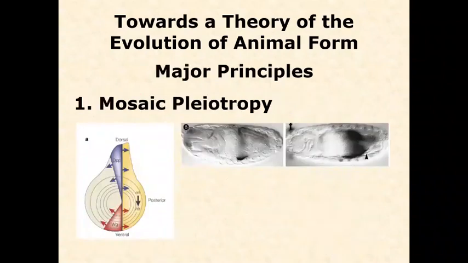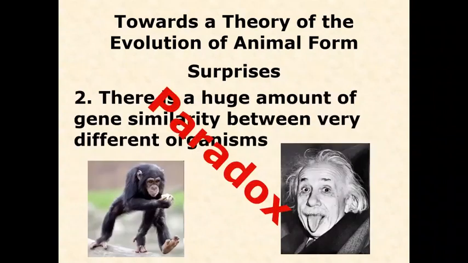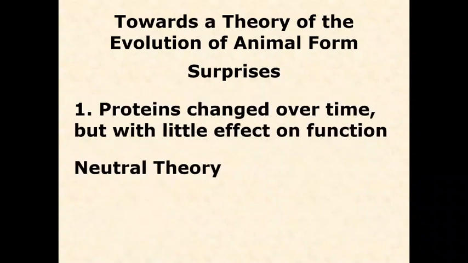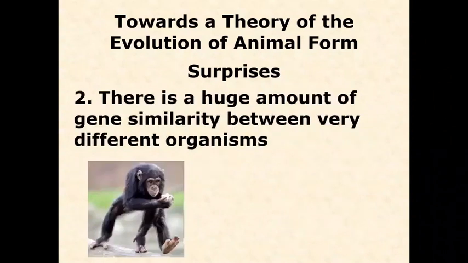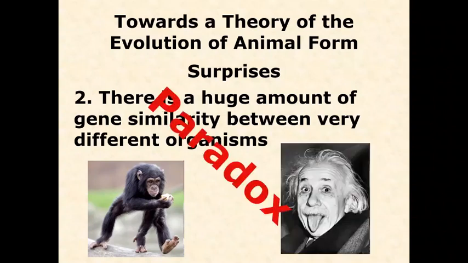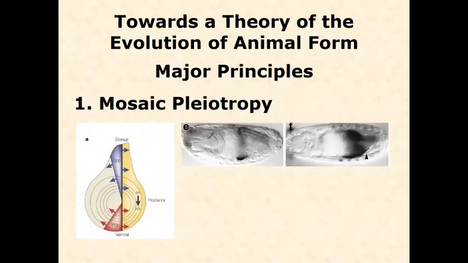Okay, so we're going to list 8 major principles that we've found, and many of these overlap with those big ideas that we just talked about, these 2 big surprises: that proteins can change over time but there's little effect on function, and that there's this massive amount of genetic similarity for organisms, at least much more than we would have initially expected, and that doesn't correspond. There's this paradox between genetic similarity and morphological similarity. So here are some of the more specific principles that we found that help us to explain this.